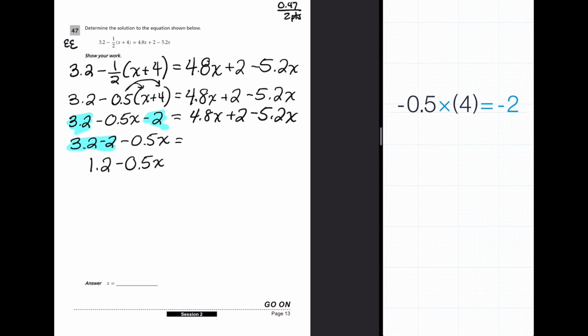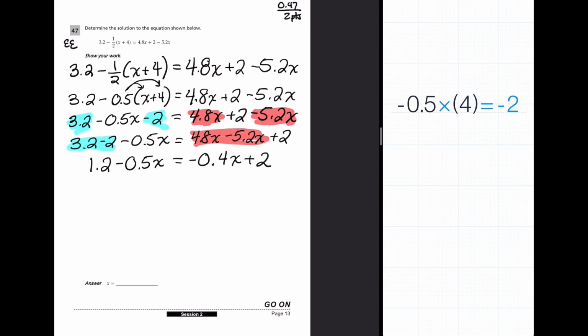And I'll do the same thing on my other side. Do I have any like terms? Yes. And notice I'm highlighting that negative in the 5/2. So 4.8x minus 5.2x plus 2. So I'm going to combine these together, and that's going to be negative 0.4x.